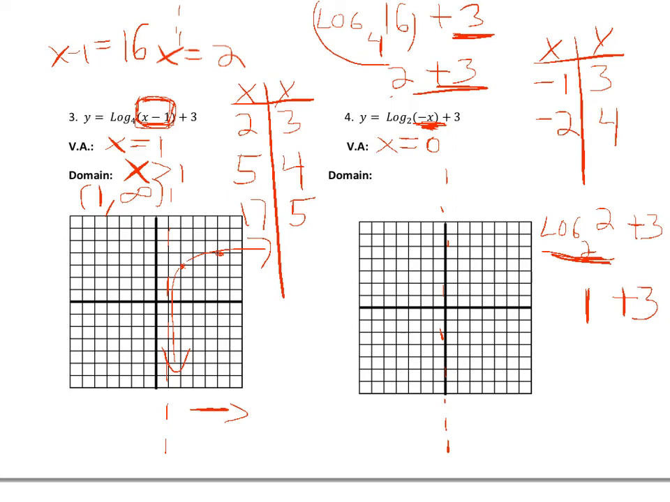And I'm just going to leave it at that. I know I could keep plugging in more values. But you see, if you just set the argument equal to 1 and set the argument equal to the base, you'll get 2 points. And that's kind of all that you need.